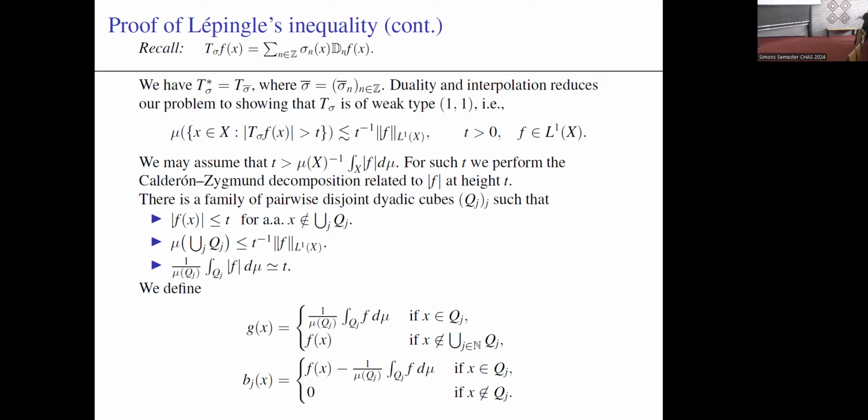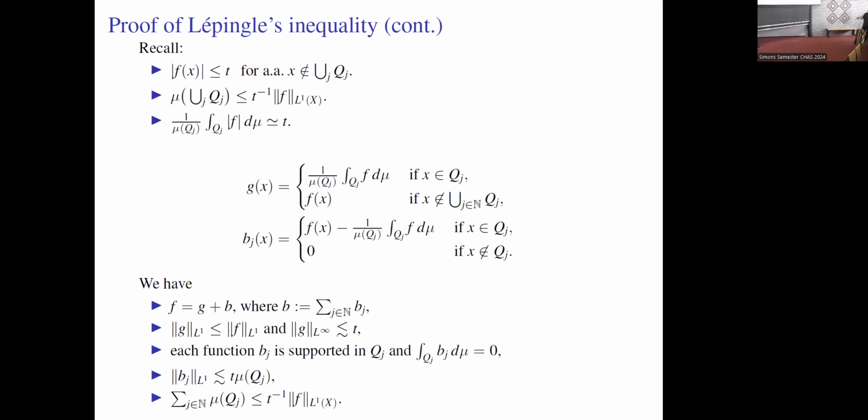And then we can define two functions. The good function, g. If we are on the chosen dyadic cube, then this is just an average of f. And if we are outside all cubes Qj, then we put f of x. On the other hand, when defining the functions Bj, if we are on a cube, then we define the function Bj as here. So this is f minus the average. So in particular, the average over Qj of the function Bj is equal to 0. And if we are outside the cube Qj, then we put 0.